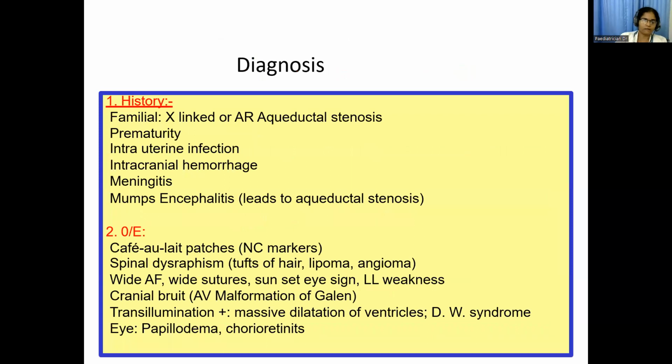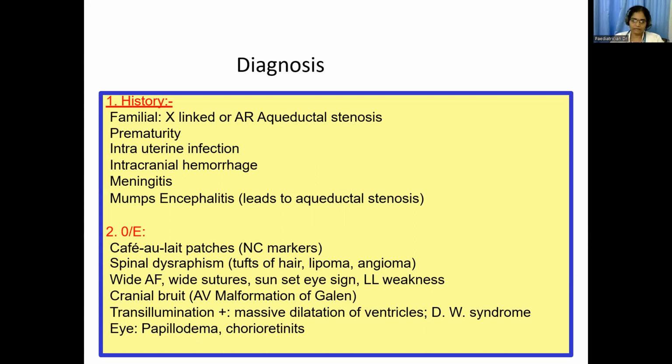All right. So next, coming to the diagnosis. First you take the history, whether the parents have a bigger head. Then you think of familial causes, or whether it is premature birth, intrauterine infections, intracranial hemorrhage, meningitis or encephalitis. So all these you ask in history. On examination, look for café-au-lait spots, which are a neurocutaneous marker, or spinal dysraphism, meaning tuft of hair, lipoma, and angioma. Wide anterior fontanelle, wide sutures, sunset sign, and lower limb weakness.